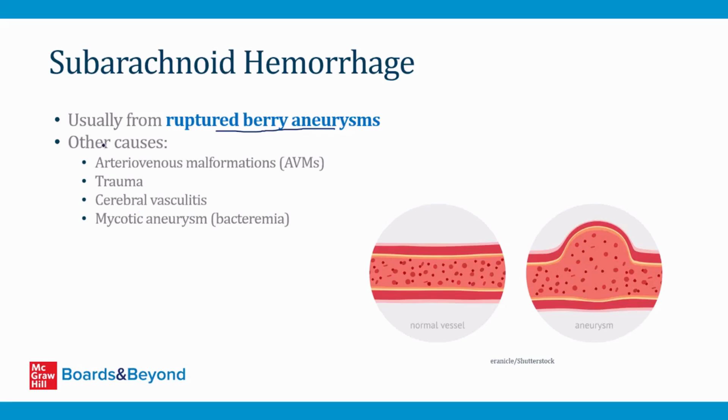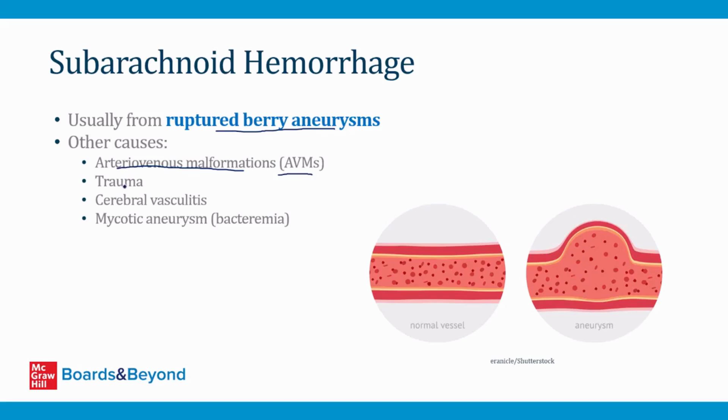Less commonly, you can see a subarachnoid hemorrhage from a cause other than a ruptured berry aneurysm. One of these is an arteriovenous malformation, or an AVM. This is a congenital deformity of blood vessels where you get a collection of arteries and veins without capillaries forming inside the skull. These are often found in the subarachnoid space, and so if one of them ruptures, that can lead to a subarachnoid hemorrhage.